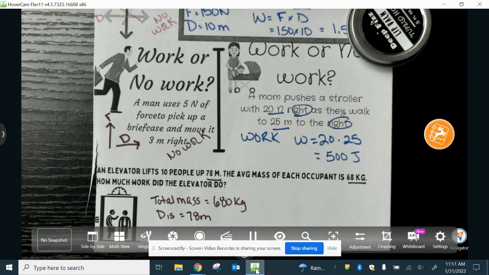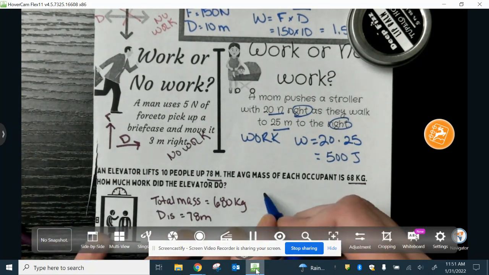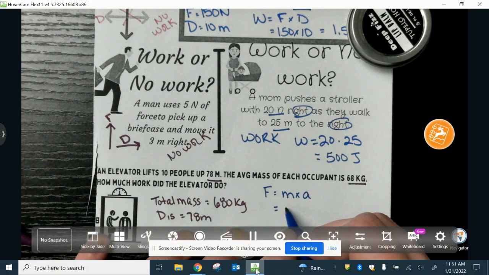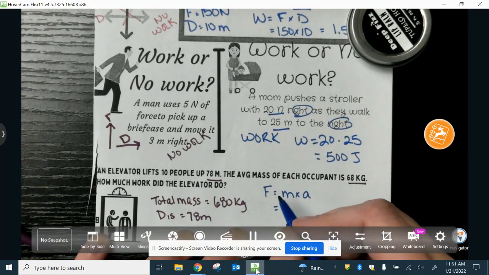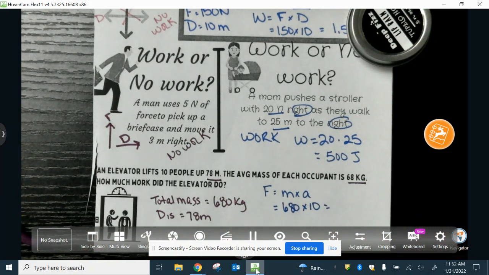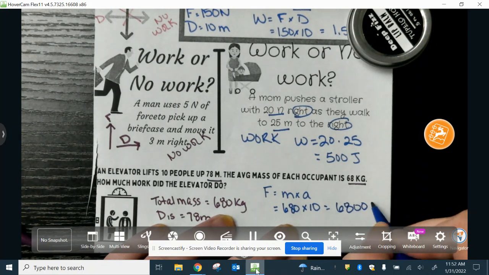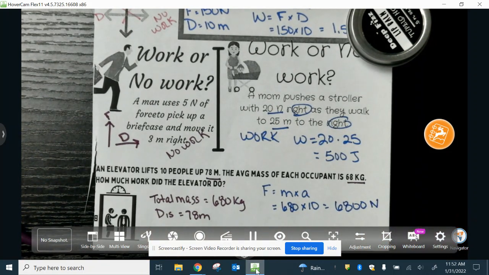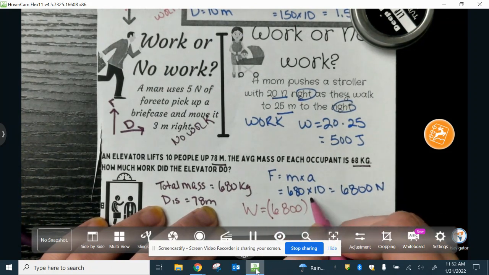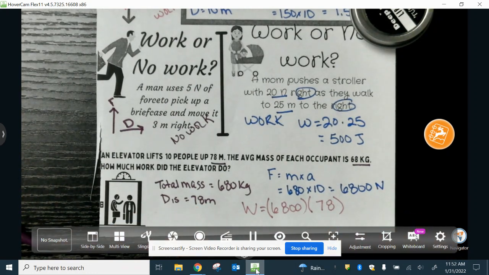So all we need to do is first find that force. Force equals mass times acceleration, so we're going to do 680, that's the mass of all of them, times 10. That gives me 6,800 newtons. Then to find my work, 6,800 is my force times my 78.